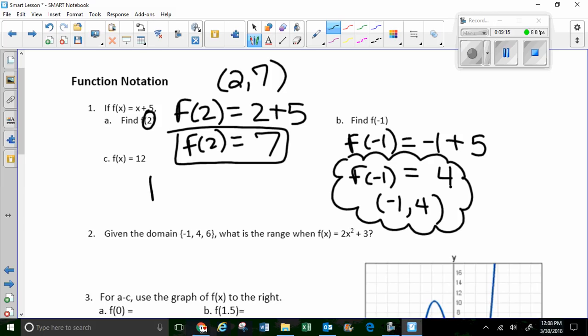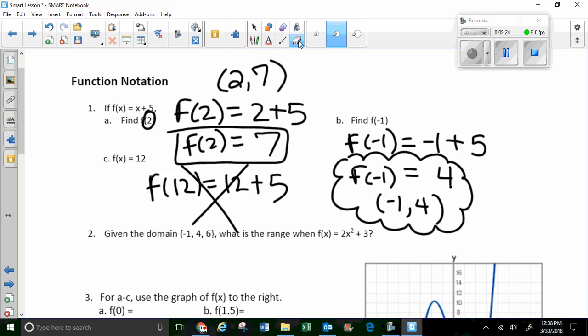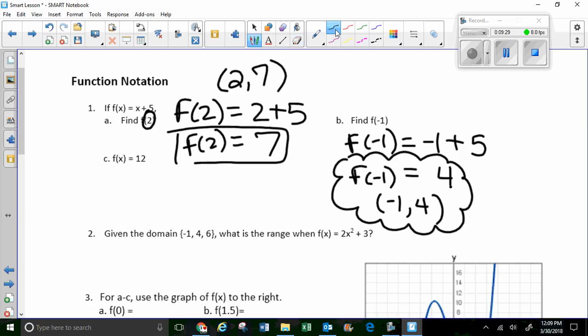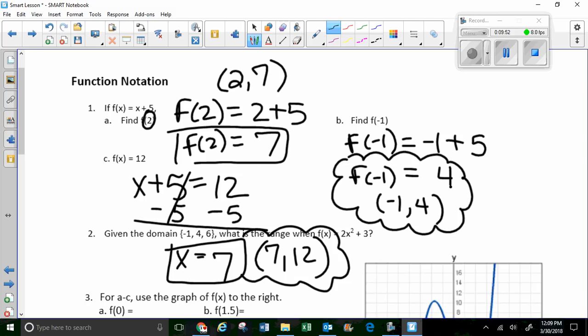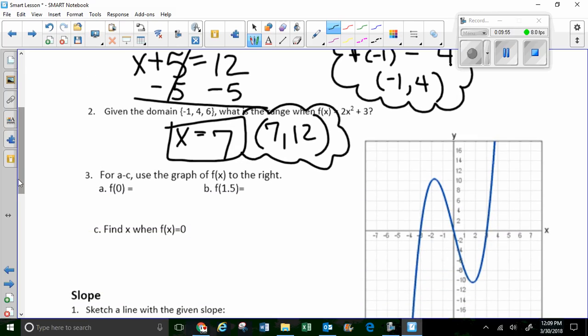Now, be careful. Do not go, oh, great, 12. Go ahead and plug that in. No. Why can I not input 12? Well, it's not an input. It's an output. So I have to set my function, x plus 5, equal to the output of 12. And let's unravel the equation by using opposite operations to figure out what the input must have been. So in this case, it will be an input of 7, and the ordered pair would be (7, 12). So there you go. Be careful watching for what's an input, what's an output.